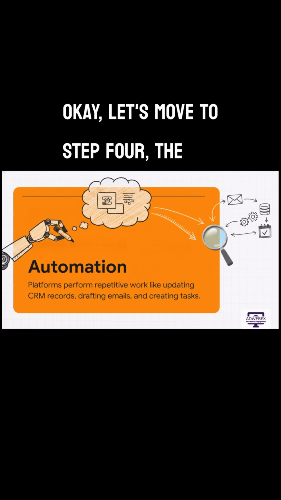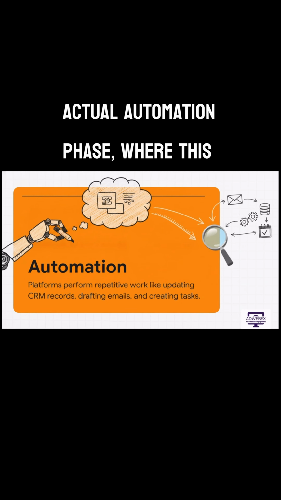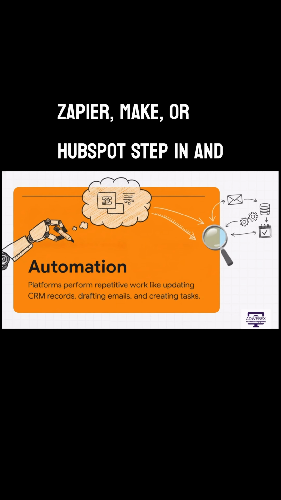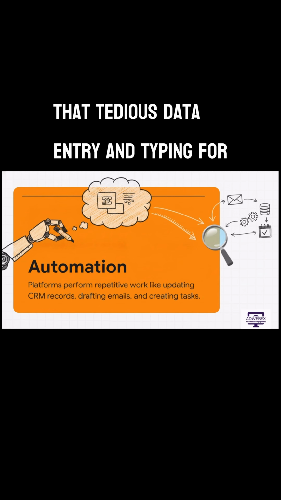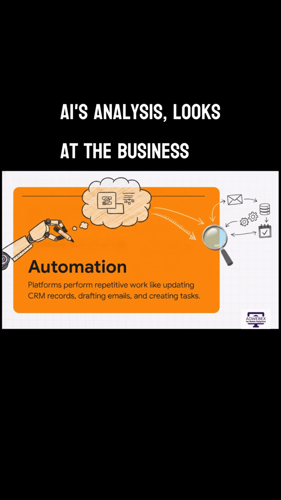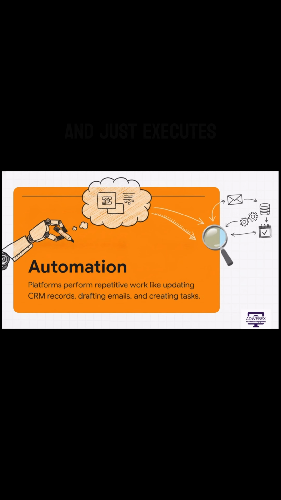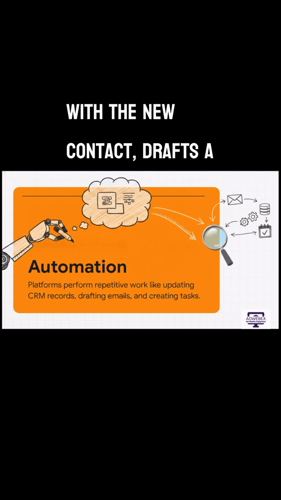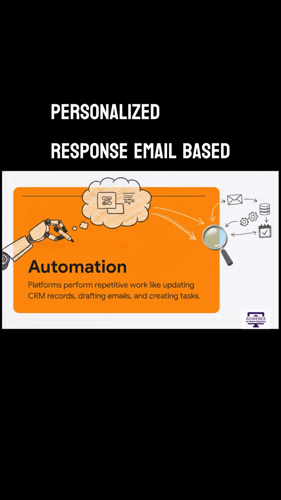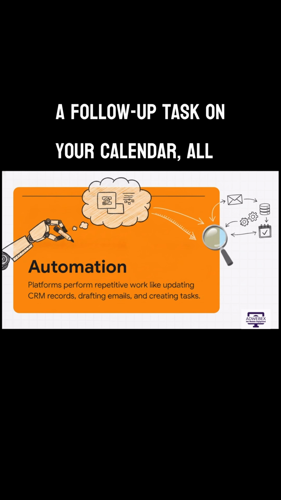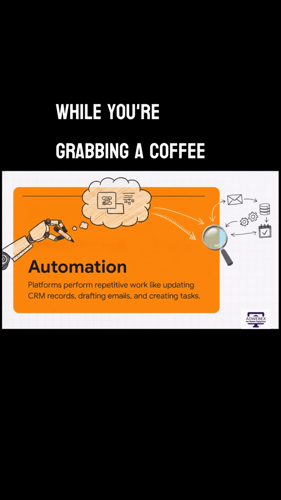Okay, let's move to Step 4, the actual automation phase, where this all translates into real action. This is where platforms like Zapier, Make, or HubSpot step in and do all that tedious data entry and typing for you in literally seconds. The automation system takes the AI's analysis, looks at the business logic, and just executes. It automatically updates your CRM with the new contact, drafts a highly personalized response email based on their specific inquiry, and even drops a follow-up task on your calendar, all while you're grabbing a coffee.